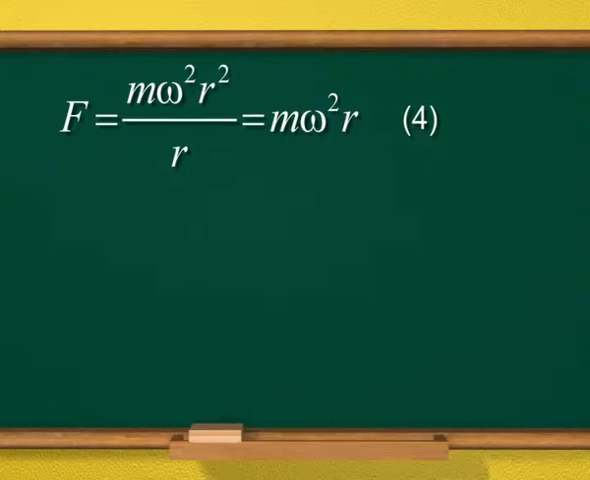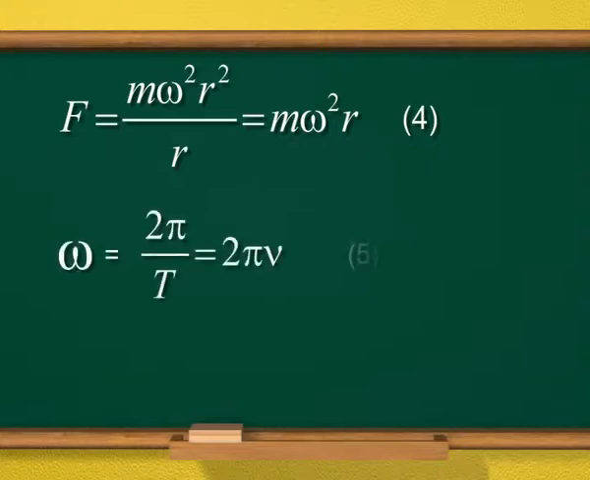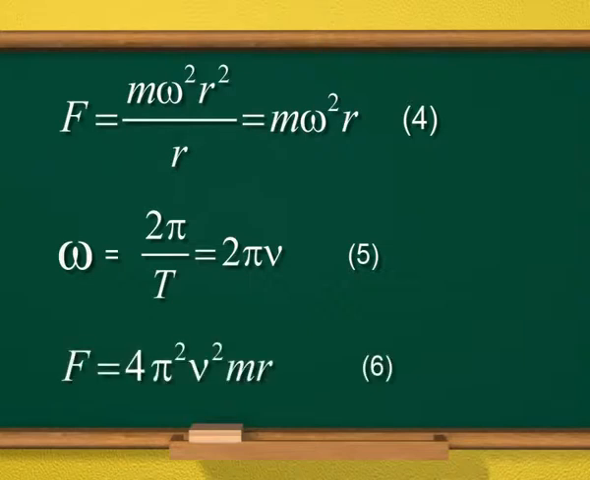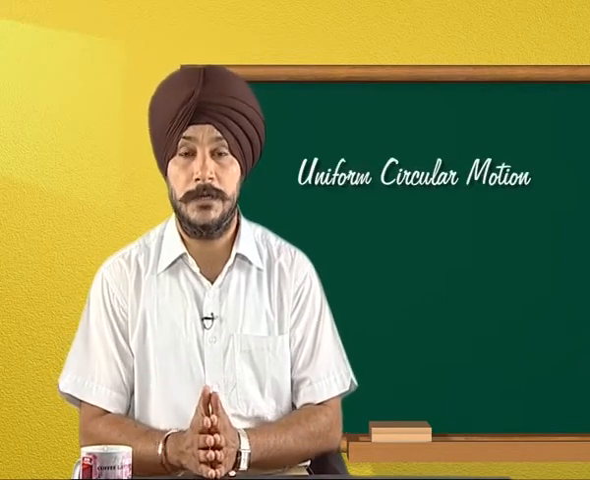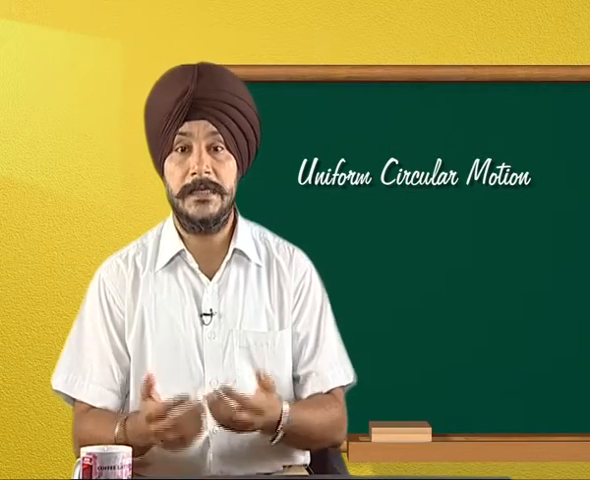As the angular velocity of the object is ω = 2π/T, which is equal to 2πν, where ν is the frequency of the revolution of the object, representing equation 5. On substituting the value of ω from equation 5 in equation 4, we get F = 4π²ν²mr, representing equation 6. Students, you have learnt much about uniform circular motion with the help of examples. Let us now summarize what we have learnt so far.